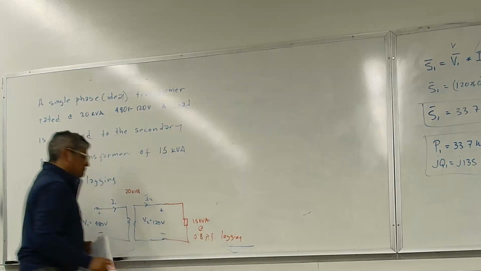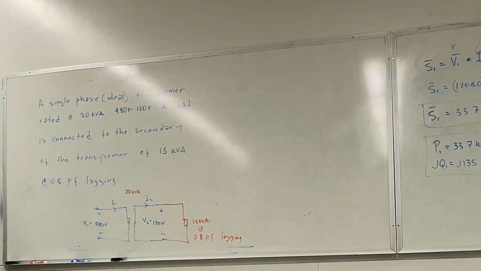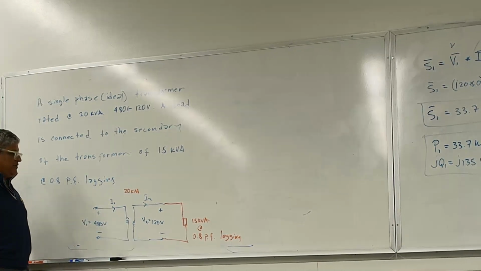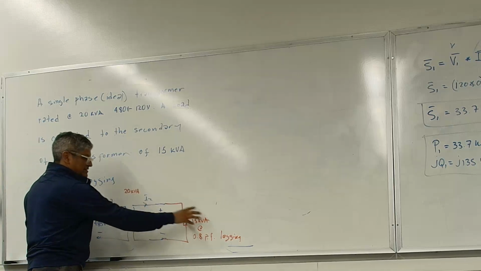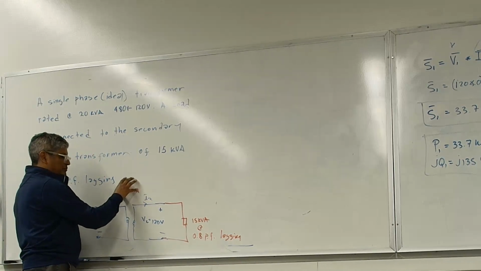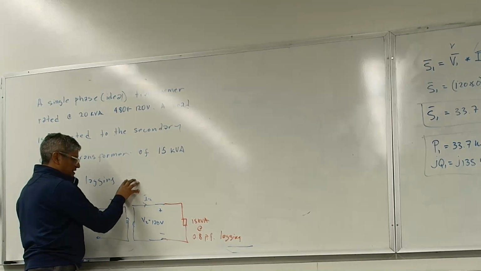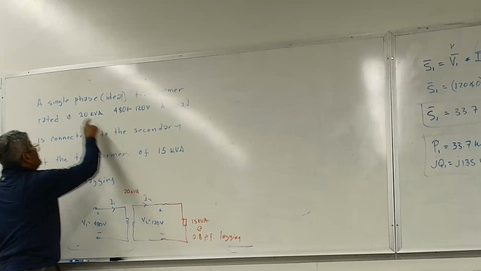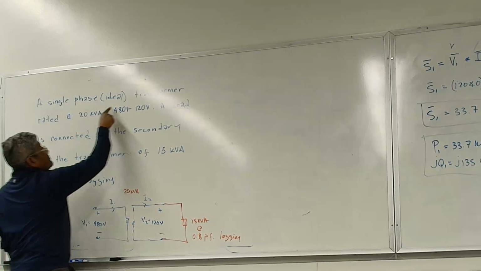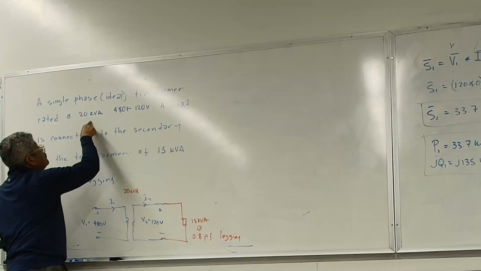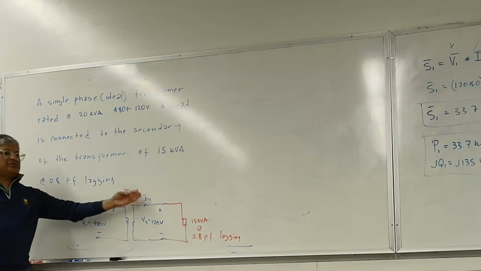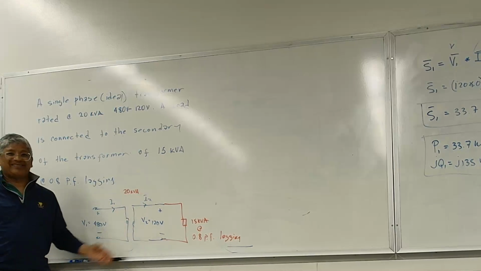Yeah, okay. So, a couple of things that I want to mention on this problem. Before I start, there are two powers given for this problem. They're giving this information and they're giving this information. When they tell you rated, the single phase transformer is rated at 20 kVA for 480/120, this is what the transformer maximum capacity is.